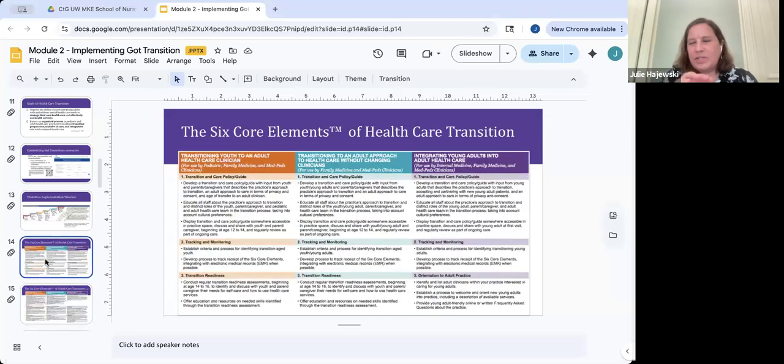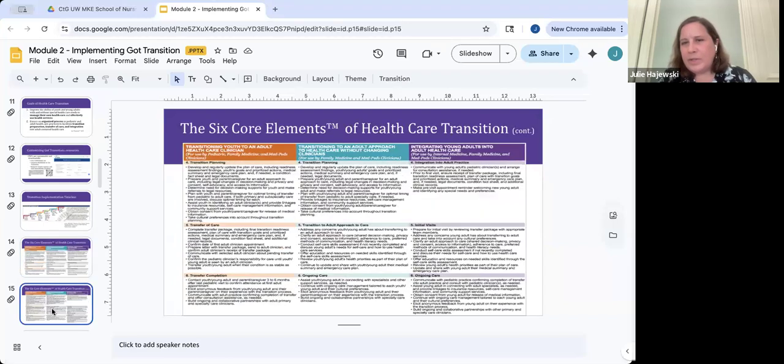And so, as I mentioned, there are 6 core elements. On the left side of each of these columns, you'll see 1, 2, and 3. They talk very specifically about what, for example, number 1, transition and care policy or guideline looks like for that transition from pediatric to adult versus the purple. What might those steps look like a little bit different if you're coming from the adult aspect of care? This slide talks about the first 3 core elements, and this slide talks about the next, 4, 5, and 6. I don't spend a lot of time reading through these.